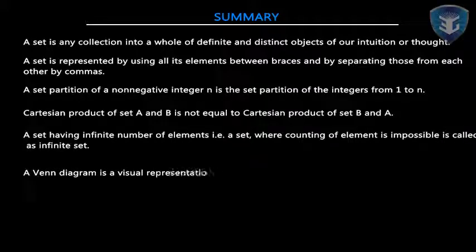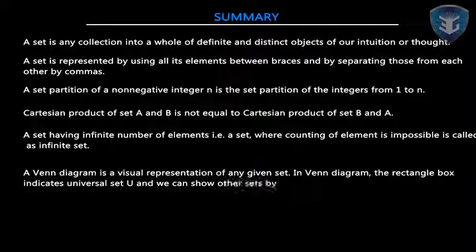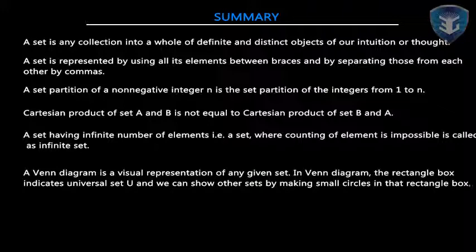A Venn diagram is a visual representation of any given set. In a Venn diagram, the rectangle box indicates the universal set U, and we can show other sets by making small circles in that rectangle box.